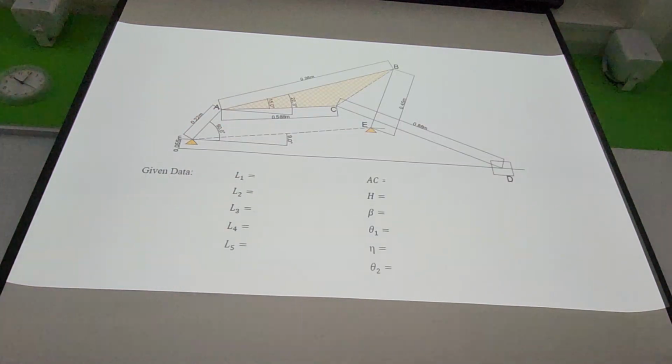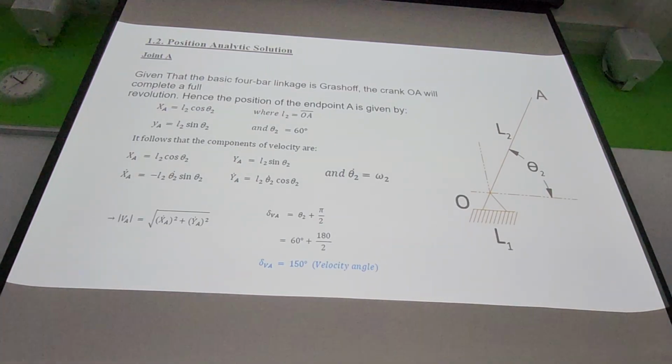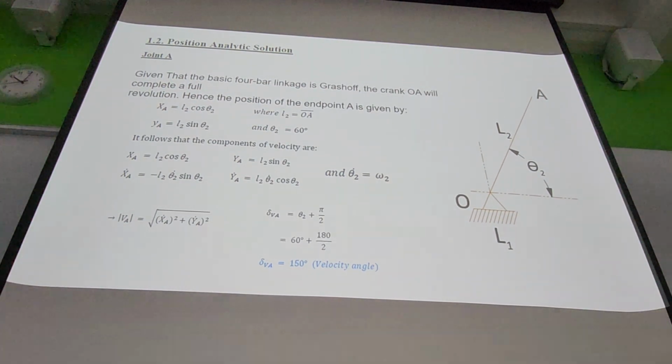Okay. So this is your mechanism, right? This is the 6-part linkage mechanism. This is all the information which you know, the length of links, or whatever is defined there. Okay, so now let us look at analyzing the position for joint A. So we just take the link 2.